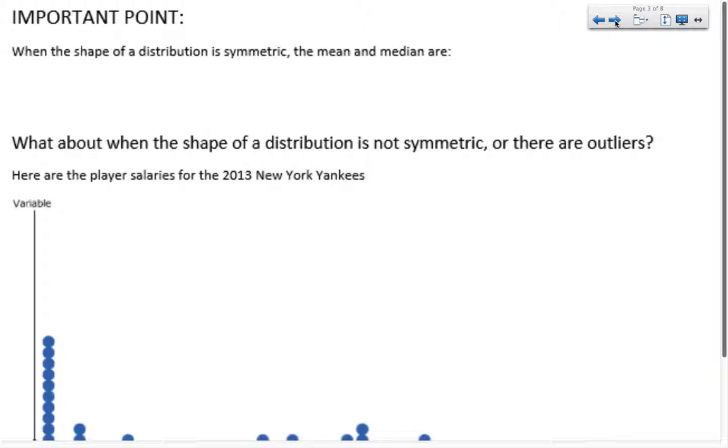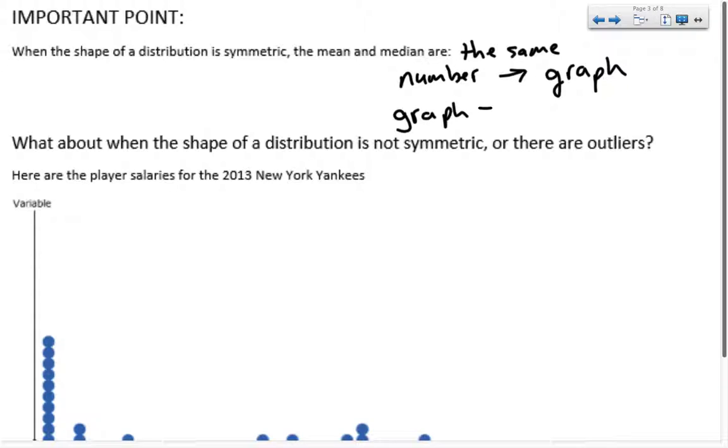Okay, moving on. When the shape of a distribution is symmetric, the mean and median are what? Well, this is the exciting material because they're going to be the same. And what's exciting about this is we're now starting to see how the data can affect the graph, so how our numbers can affect the graph. But we're also going to see how the graph can tell us something about the numbers. And so we're going to be able to work both ways with this.